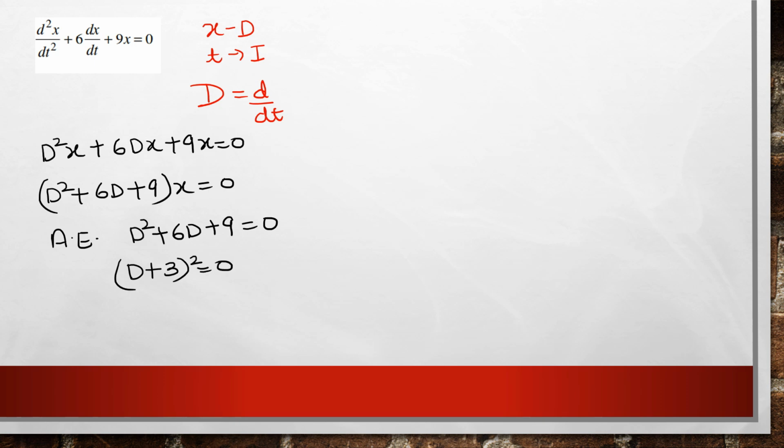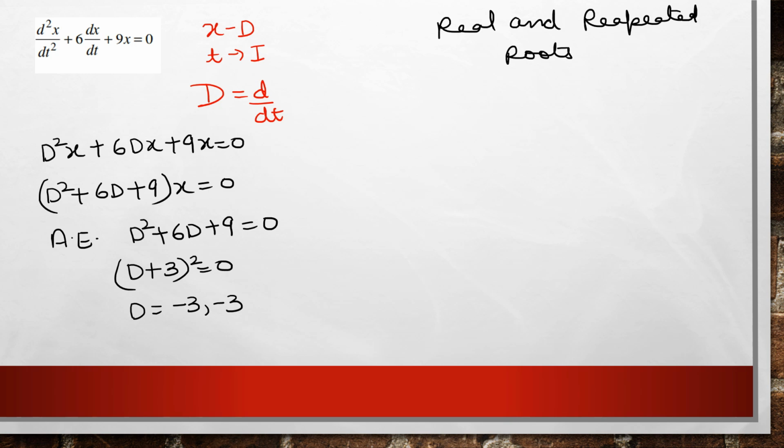Now find the roots. This is (D plus 3) whole square. So what are the roots for this? D will be minus 3, minus 3. So this is the case of real and repeated roots. For real and repeated roots, we know case number 2 for how to write the complementary solution. So the complementary solution is the dependent variable, what is the dependent variable here? x is the dependent variable. x equals (C1 plus C2 t), where t is the independent variable, into e power whatever root is repeating, that is minus 3 into the independent variable t. So this is your complementary solution.